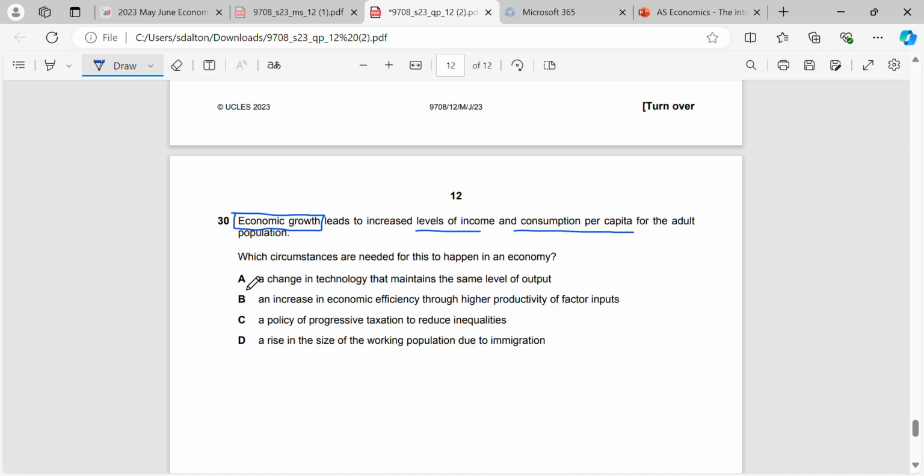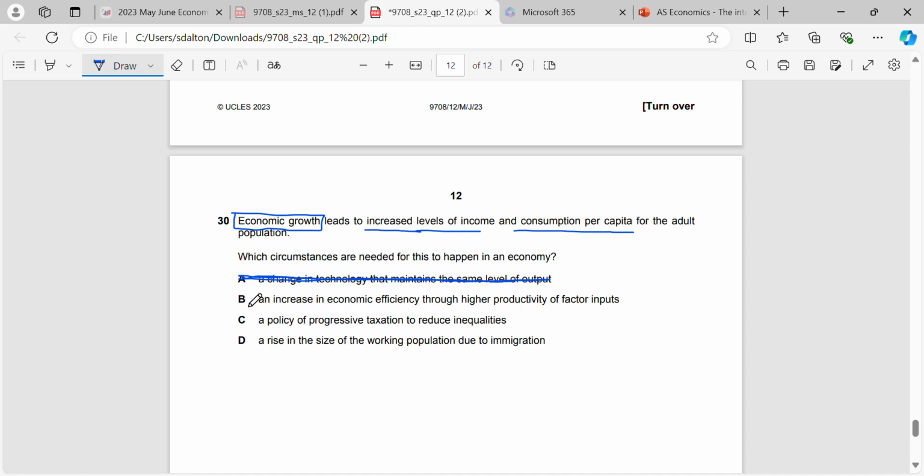So for the first one, a change in technology that maintains the same level of output. Well, that kind of gives it to you in the question. If they maintain the same level of output, it's not going to result in economic growth, because we need our output or our real GDP to increase for us to experience economic growth.